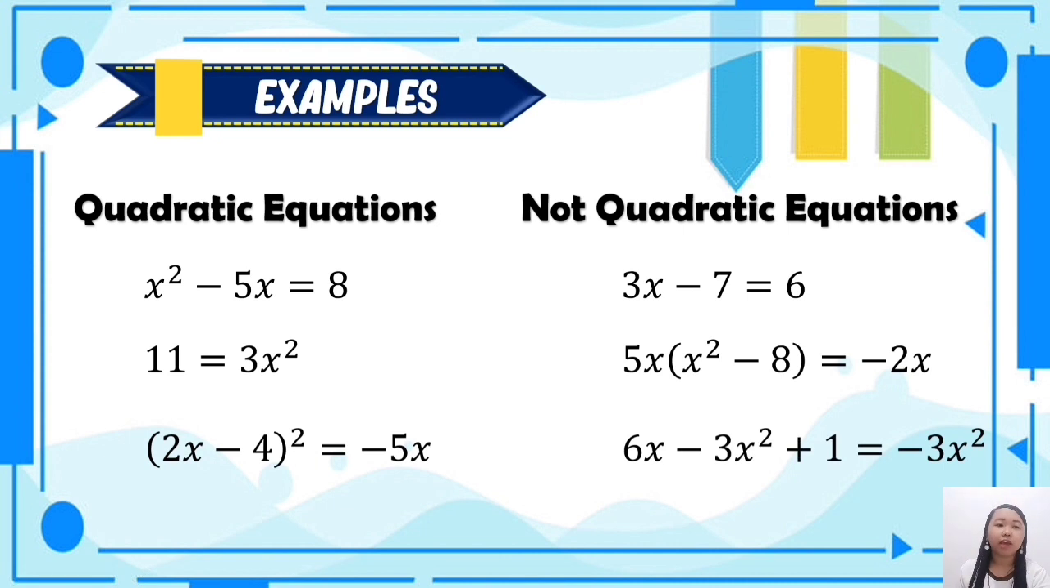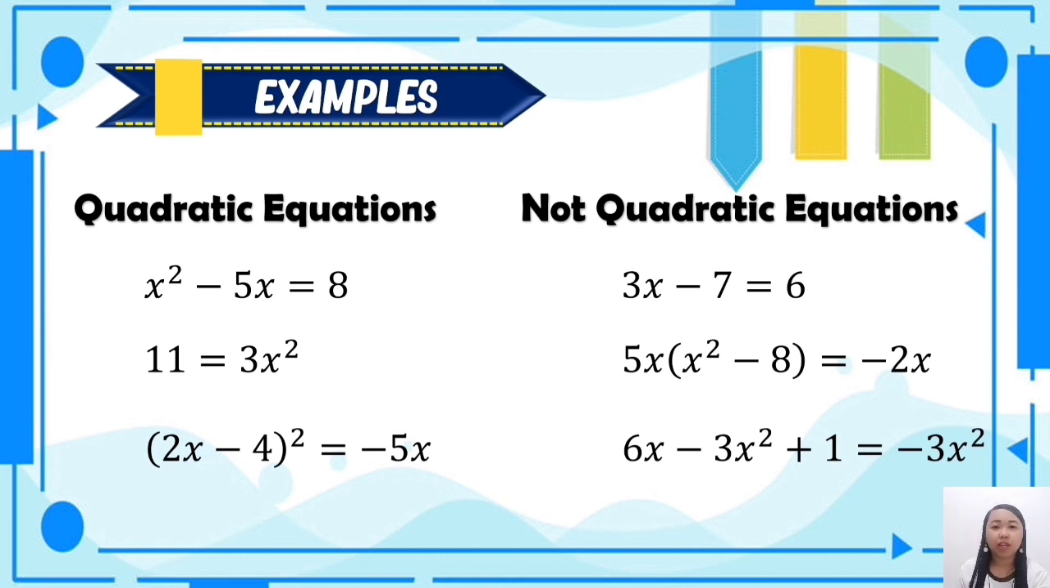6x minus 3x squared plus 1 equals negative 3x squared. When we combine like terms, negative 3x squared, transpose this, positive 3x squared, it will become 0. And once a becomes 0, it is not a quadratic equation.